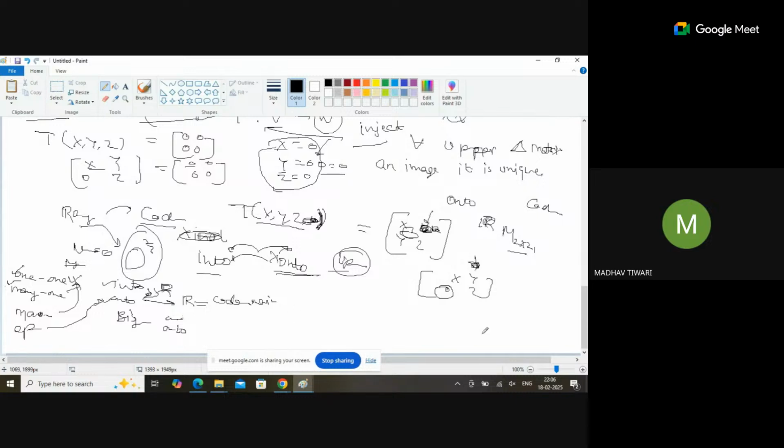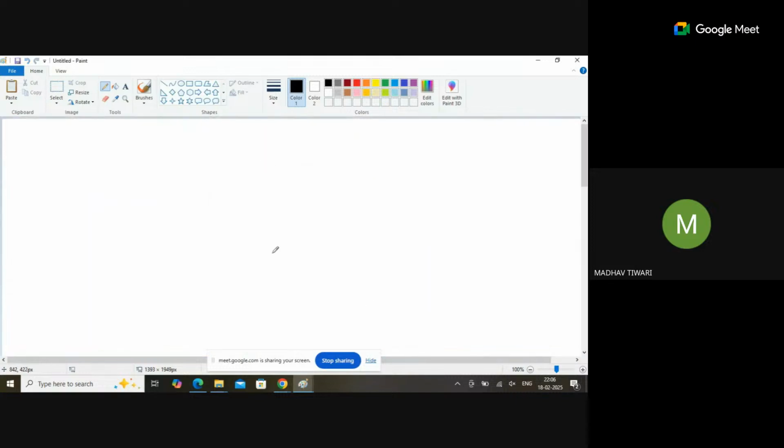Let me explain it. Let me clean this page. One-one, injective, monomorphism: all are the same term, the same thing.